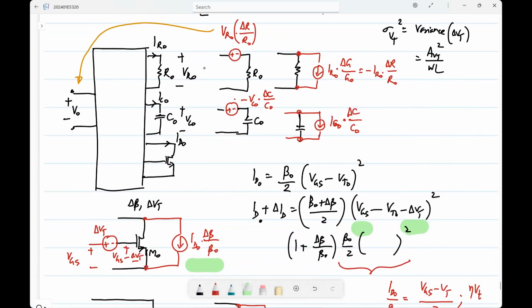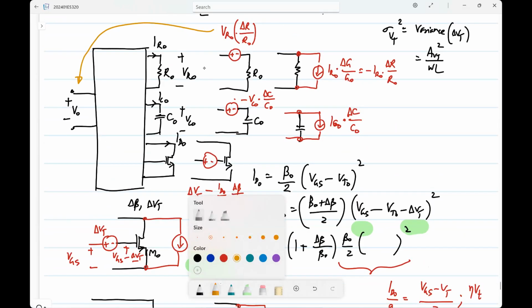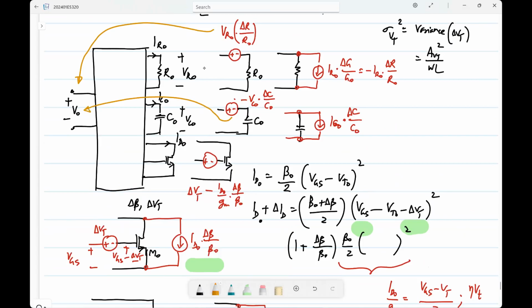So here let me just show one particular form for completeness. For the MOS transistor, we have delta VT minus ID naught by GM delta beta by beta naught. So you calculate the transfer functions from all these sources, from this capacitor to the output, from this source to the output, and so on. And you will get some expression.